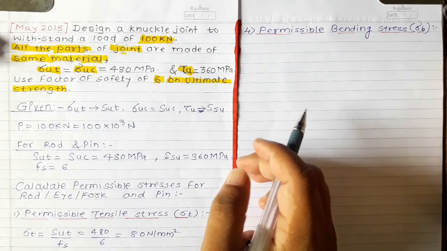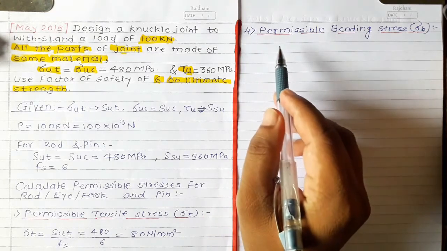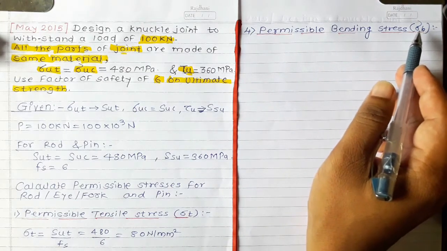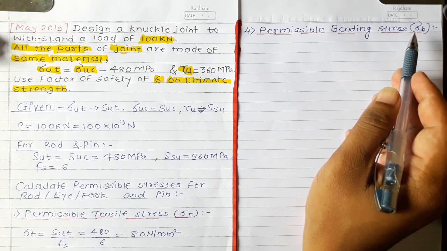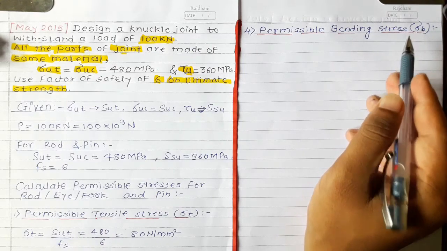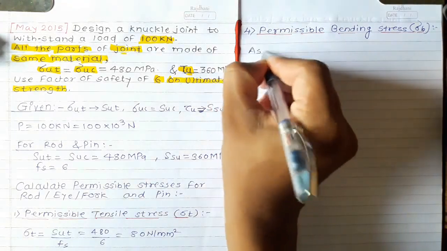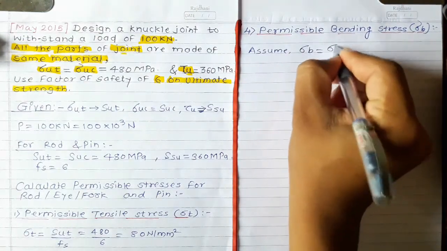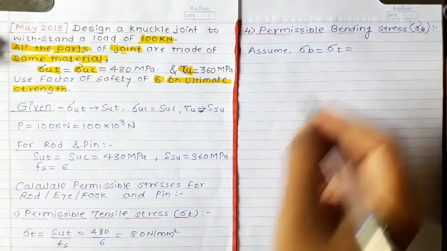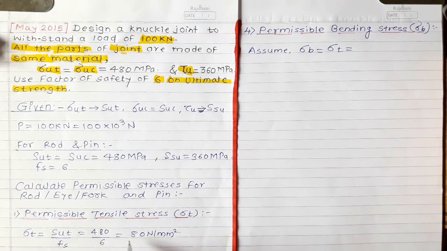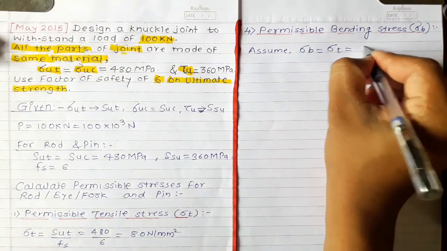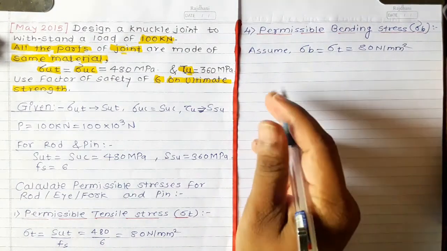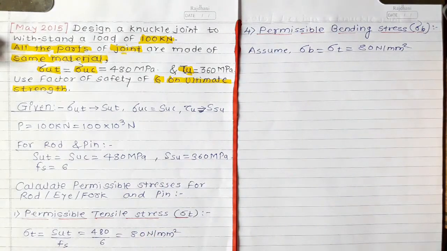To solve the problem based on knuckle joint, we require 4 permissible stresses, and this is the 4th permissible stress, that is permissible bending stress sigma b. As we have discussed in the previous article, which is based on permissible stress, we have to assume this permissible bending stress sigma b always equal to permissible tensile stress, and already we have calculated this permissible tensile stress as 80 Newton per mm square. So let us put this value here. So permissible bending stress becomes 80 Newton per mm square. In this way we can calculate the permissible stresses.